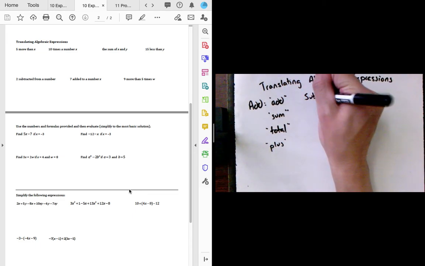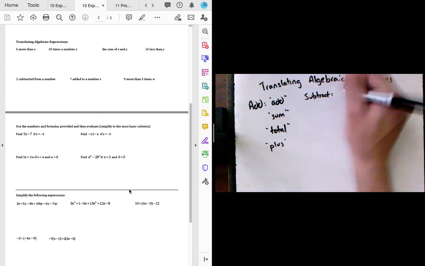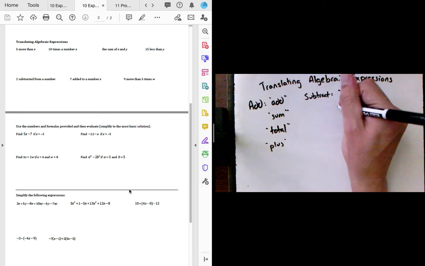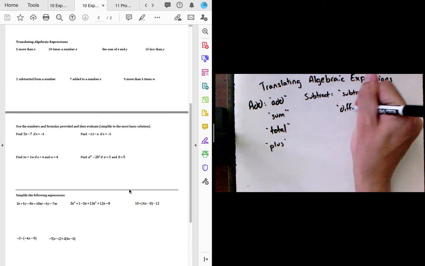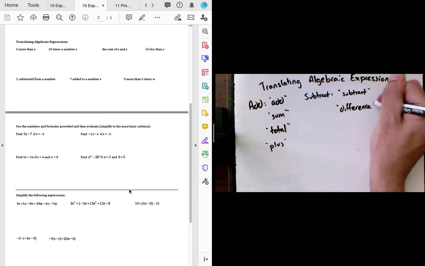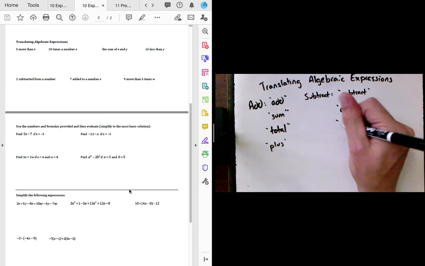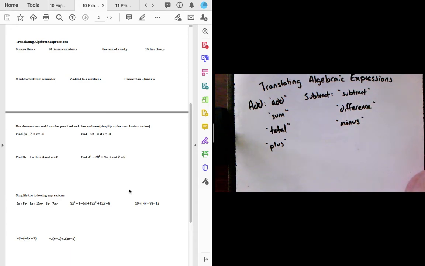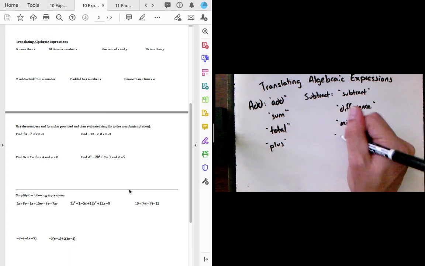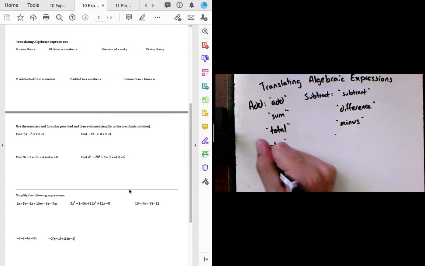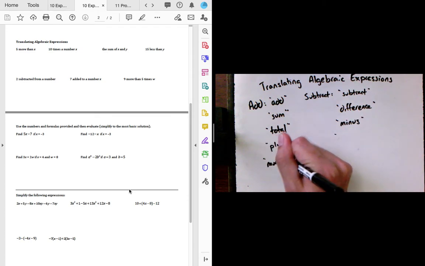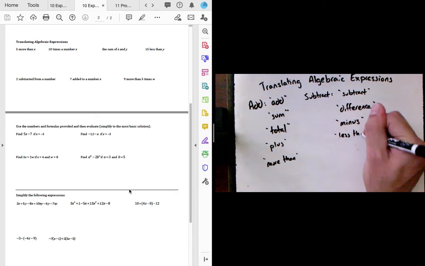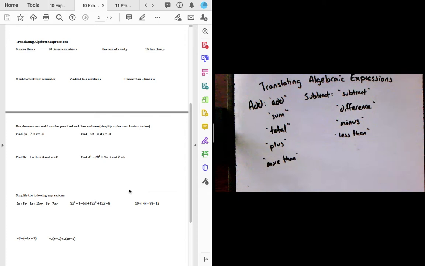Subtraction has a similar set of words, of course, subtract. The word difference also means subtract. And I'm also going to put in here minus. I forgot on the other one for addition. Let's put more than. 8 more than a number means to add. Also less than. 5 less than a number means to subtract.